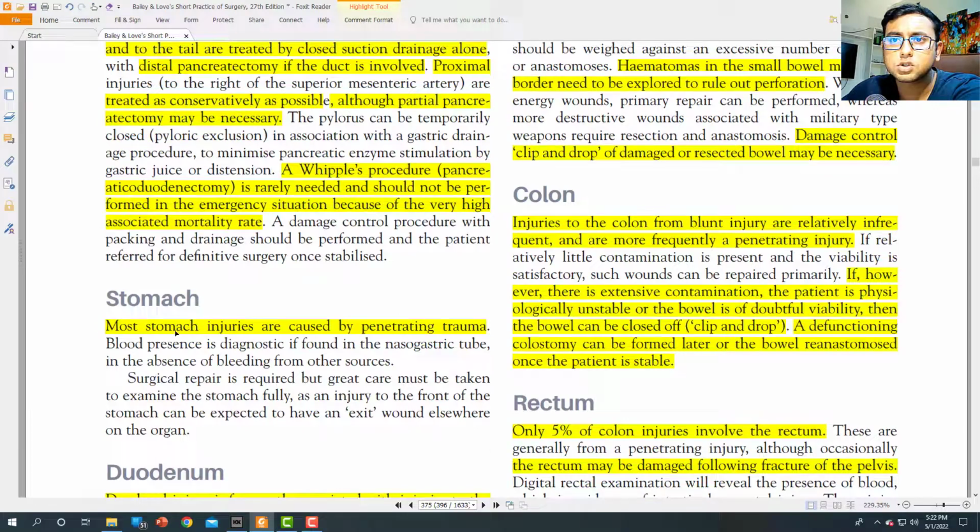Now the stomach. Most stomach injuries are caused by penetrating trauma. Blood presence in the nasogastric tube helps in the diagnosis, and the absence of bleeding suggests other causes. Surgical repair is required, and great care must be taken to examine the stomach fully, as injury to the front of the stomach can be expected to have an exit wound on the other organs.